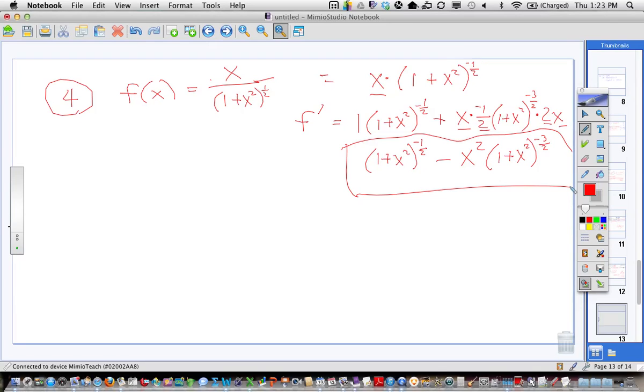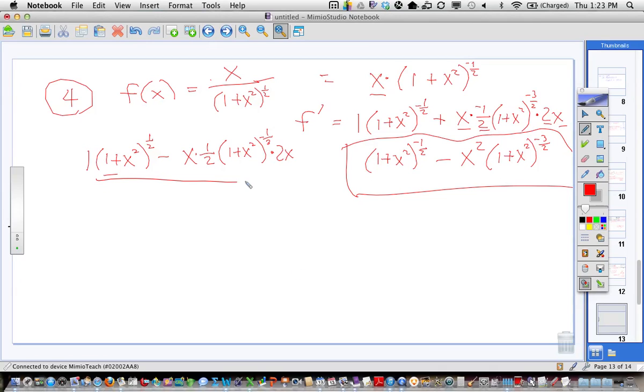Now, if you chose quotient rule, it would definitely look different, right? I mean, we can just do it real quick. Derivative of the top is 1, bottom left alone, minus top left alone, derivative of the bottom. Pull down the 1/2, 1 plus x squared to the negative 1/2, kick out the derivative inside, the 2x, right?